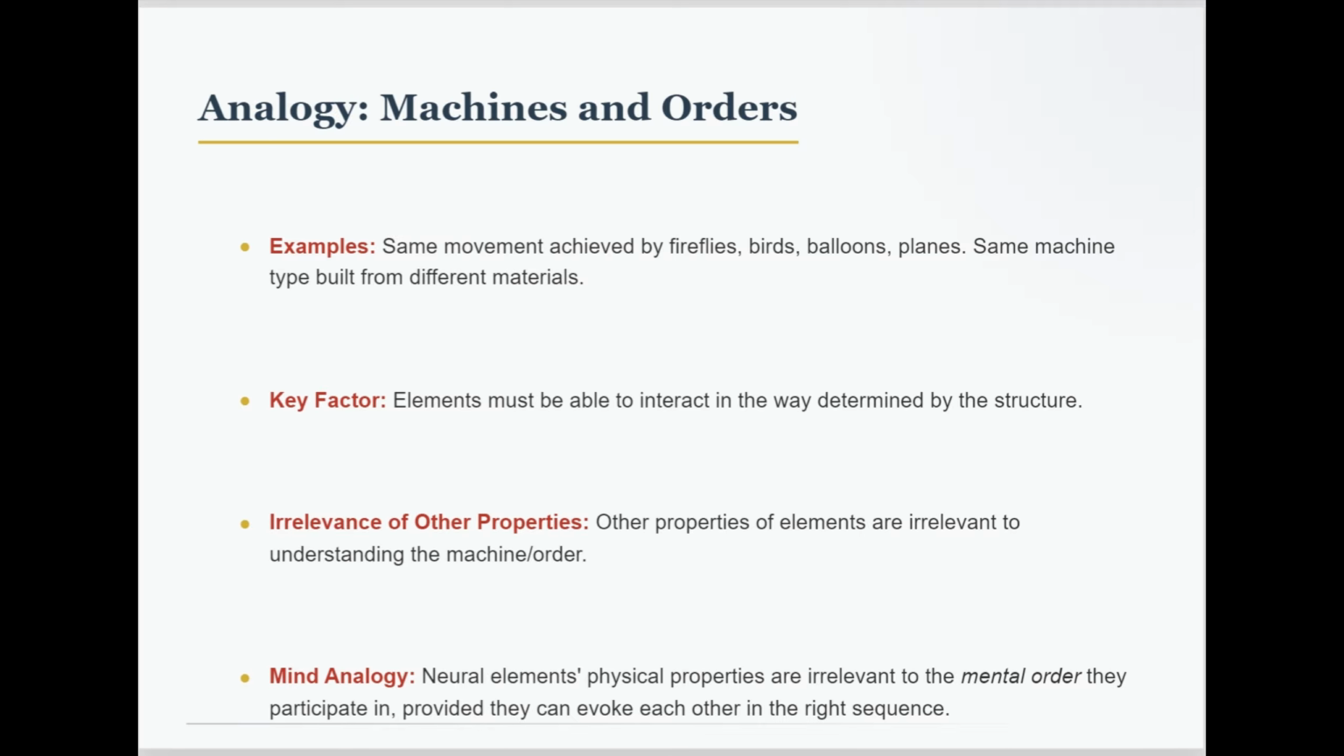What makes them fundamentally the same type of machine, functionally, is the arrangement and interaction of their components according to a specific design. All other properties of the materials, their weight, color, origin, are largely irrelevant to understanding the machine's function. Similarly, the specific physical properties of individual neurons, their exact chemical composition, size, etc., might be irrelevant to the mental order they participate in. What matters is that they can interact in the precise way required by that neural structure to carry out its processing tasks.